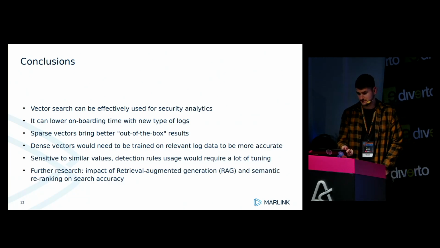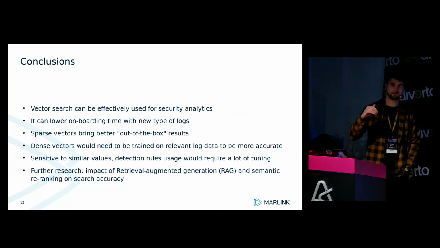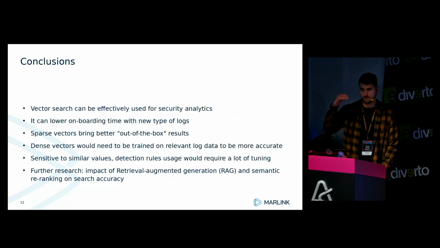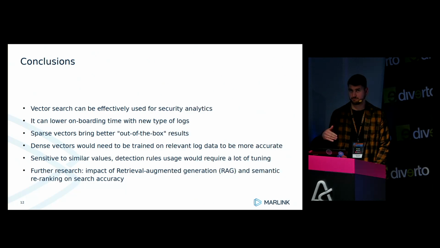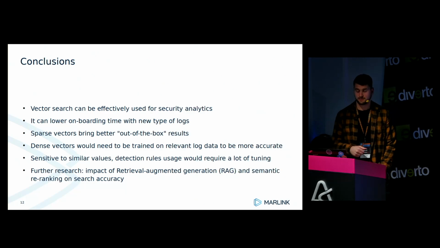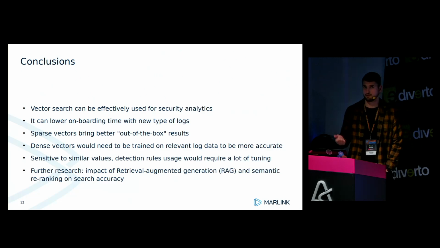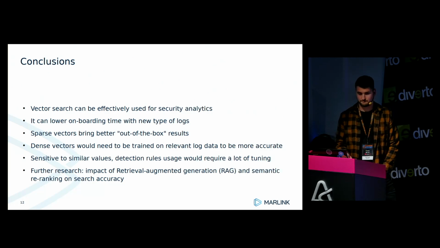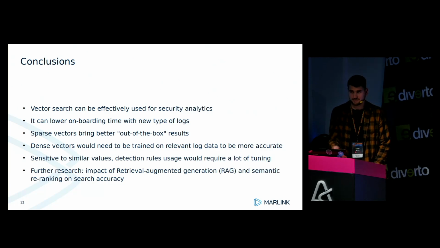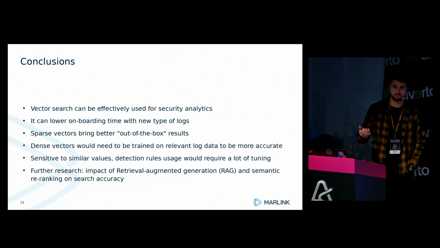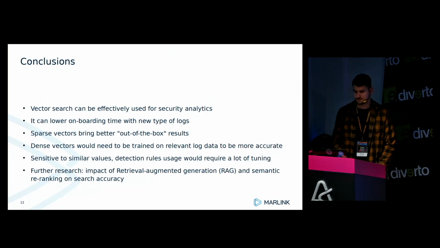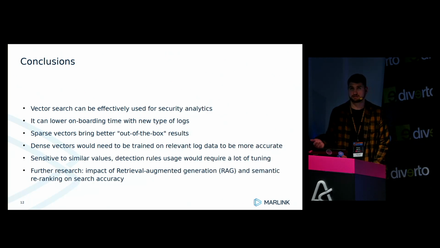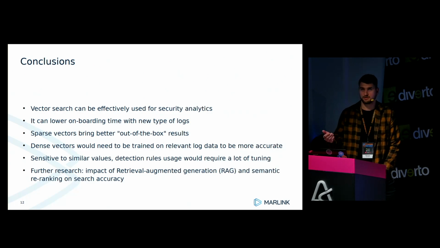Sparse vectors, as we saw, we used sparse vector search all the way from the first example to the end. It brings better out-of-the-box results because I didn't bother much with picking the right model and so on. Dense vectors require to be trained on more relevant data. So despite that this model was trained on some kind of security data, obviously it needed more specific training on, let's say, logs from CloudTrail.